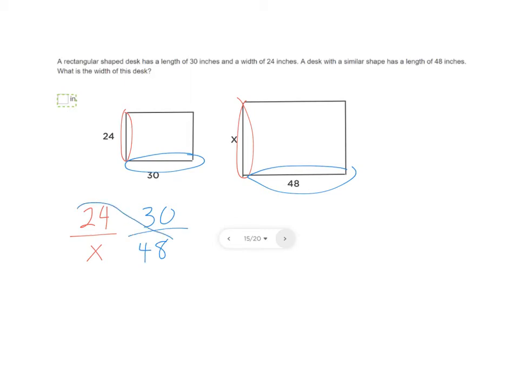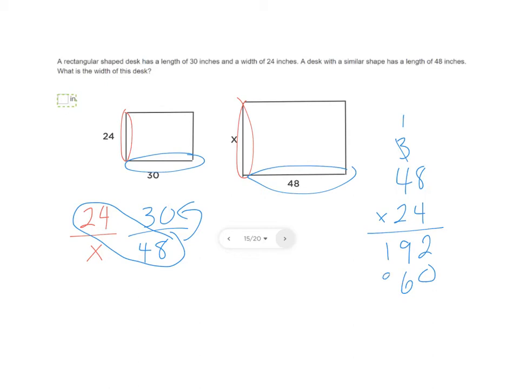Now what we're going to do is cross multiply and divide. So I'll do this longhand. I've got 48 times 24. So 8 times 4 is 32. 4 times 4 is 16, plus 3 is 19. Put in a placeholder. 2 times 8 is 16. 2 times 4 is 8, plus 1 is 9. I get 1,152. The last thing that I need to do is divide by 30.